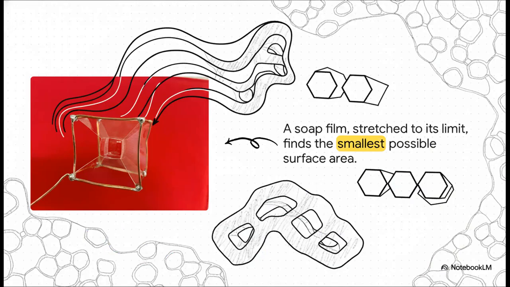Okay, so it all starts right here. A simple soap film, like this one stretched across a wire frame. It's just a beautiful example of nature being incredibly efficient. It will always shrink to find the smallest possible surface area to minimize its energy. And that's what mathematicians call a minimal surface. It sounds simple, but trust me, this is the key to everything that's about to follow.